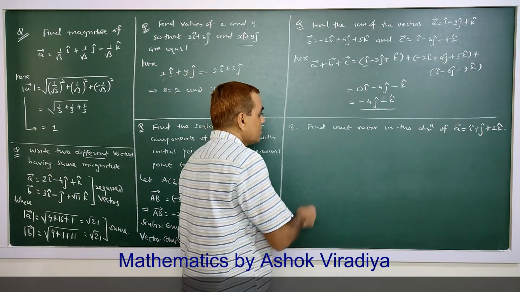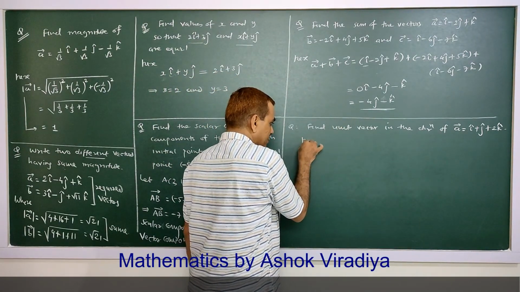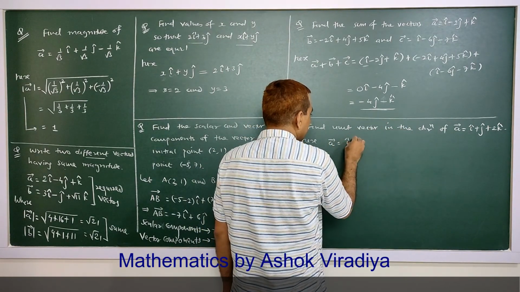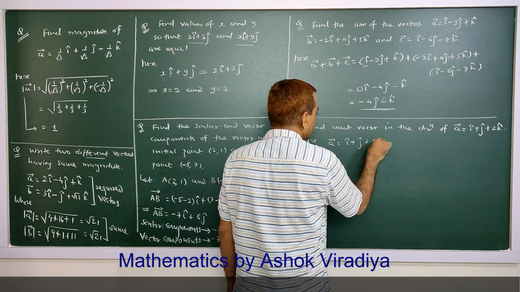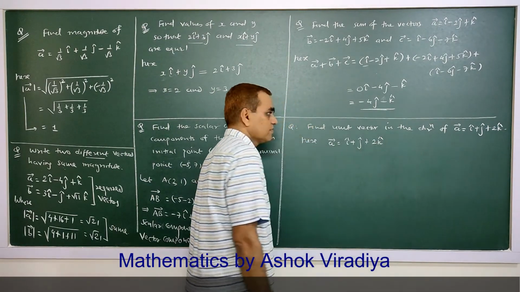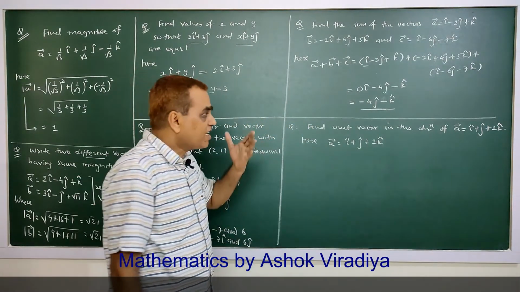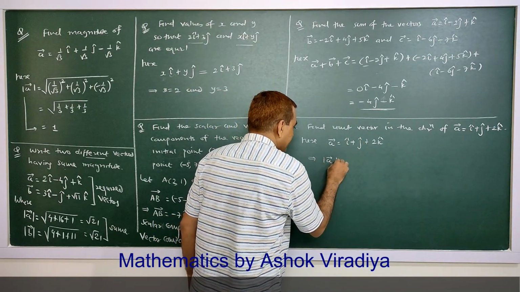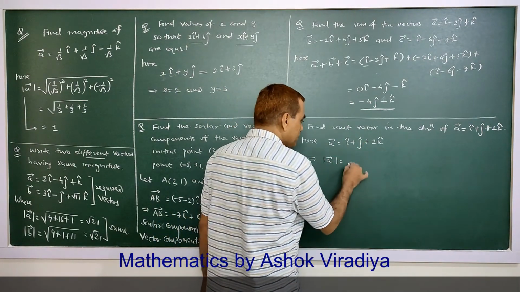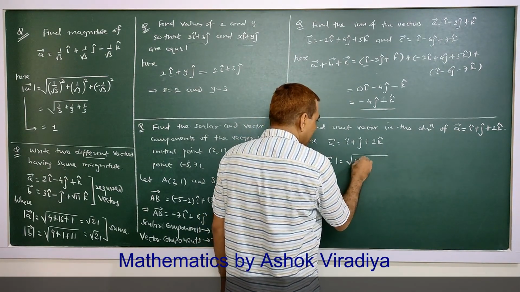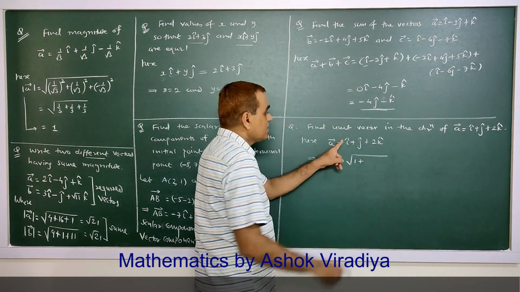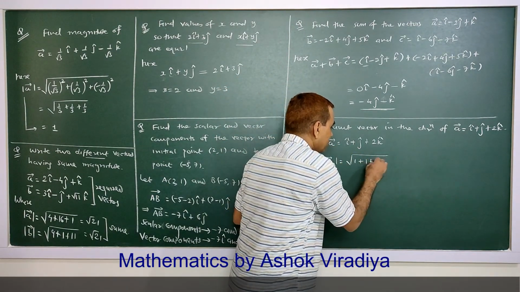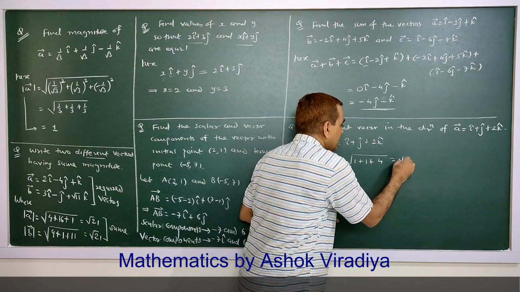Here we want a unit vector in the direction of i plus j plus 2k. So to find a unit vector in the direction of a given vector, first of all we find the magnitude. The magnitude of this vector is square root of 1 square is 1, plus 1 square is 1, plus 2 square is 4, so that is root 6.